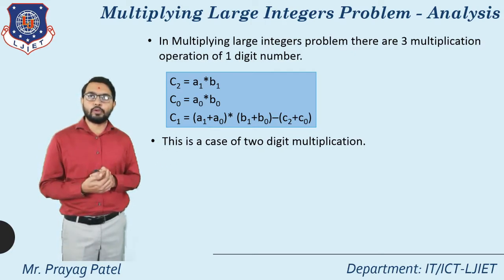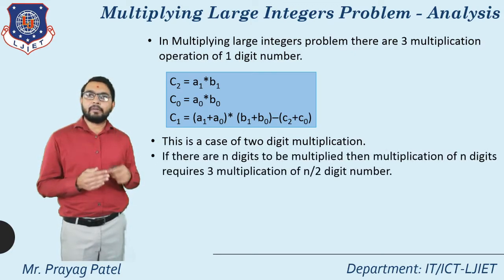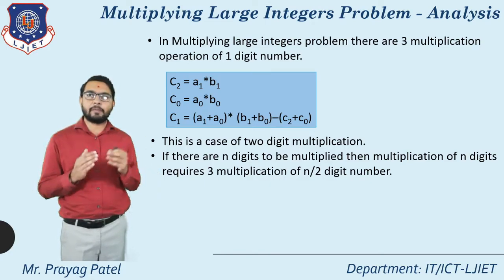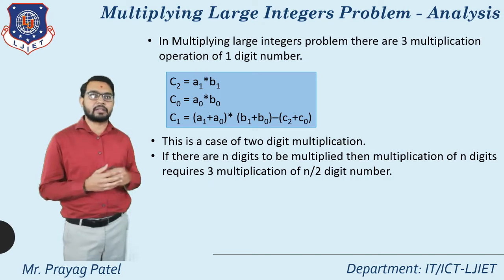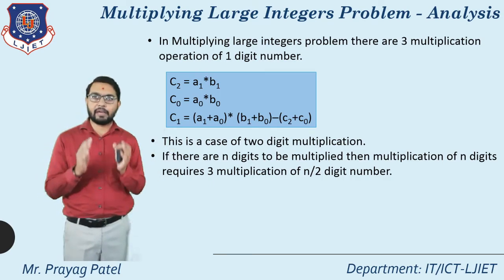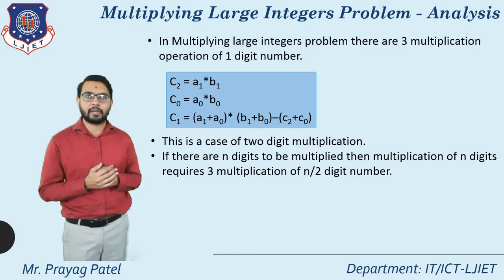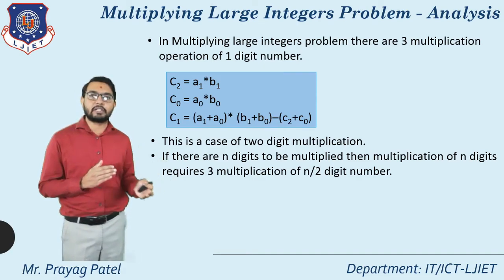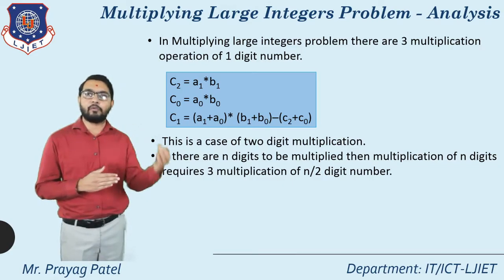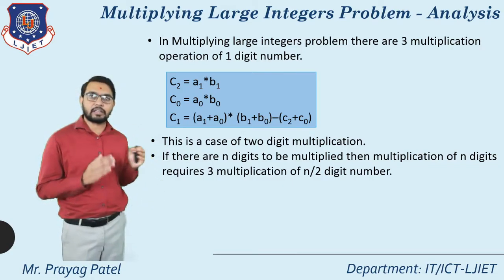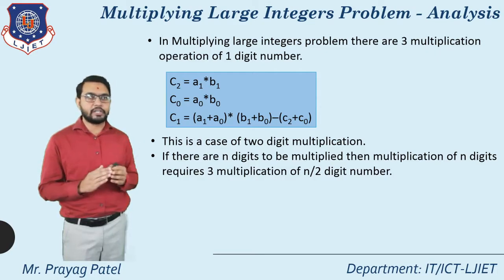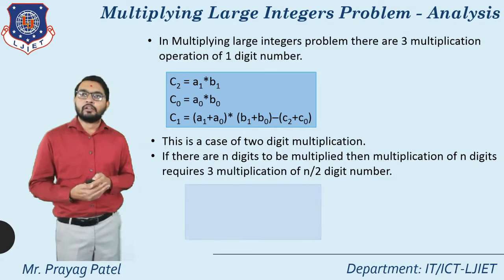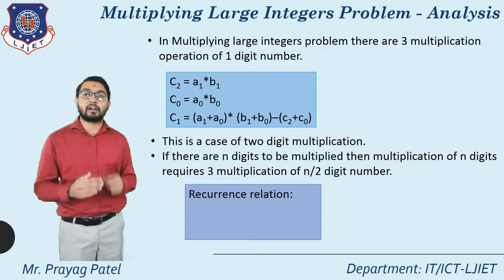There is also the case of multi-digit multiplication. If n digits are to be multiplied, then the multiplication of n digits requires three multiplications of n by 2 digits. If we have a one digit number, then there are a total of three multiplications. But if we have an n digit number, then the multiplication of n by 2 digits is performed 3 times. So here consider the three multiplications of n by 2 digit numbers, where n is the number of digits. For that we can consider the recurrence relation.